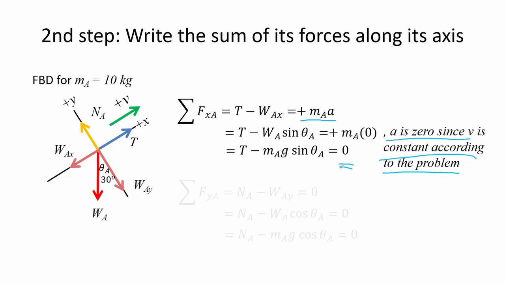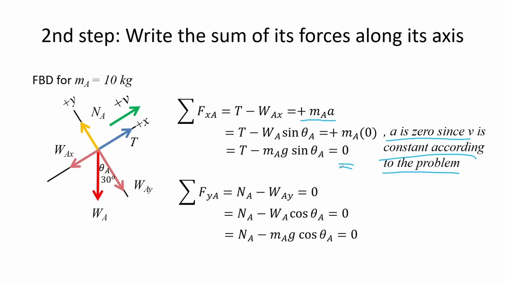equals 0. For the sum of forces along the y-axis, it is the normal force minus the weight component along the y-axis equals 0, since there is no movement along the y-axis. This is further expanded into the normal force A minus the mass A times g times cosine of the angle theta A.